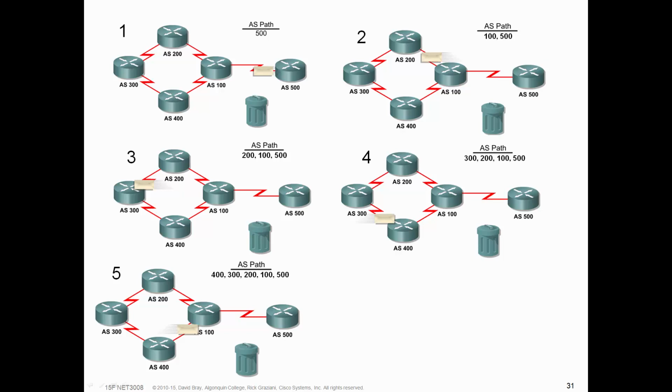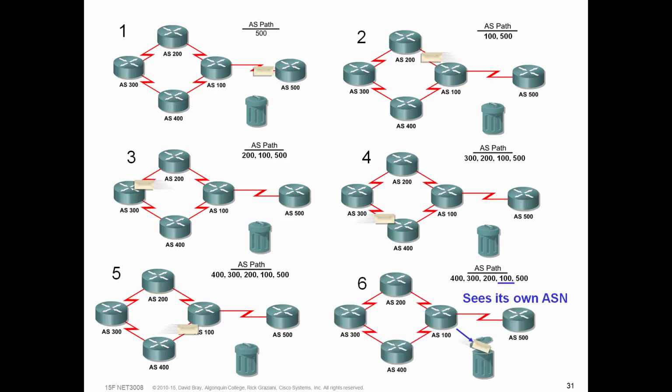And next, as AS 400 advertises back to 100, it prepends its AS number on there. But then AS 100 sees that its own AS number is in the AS path, and at that point AS 100 will discard that route advertisement coming from this direction.